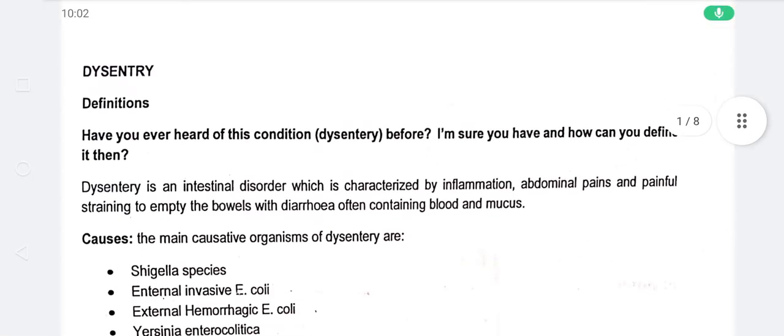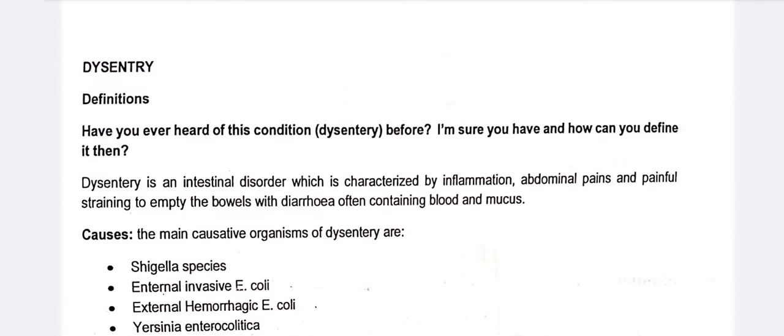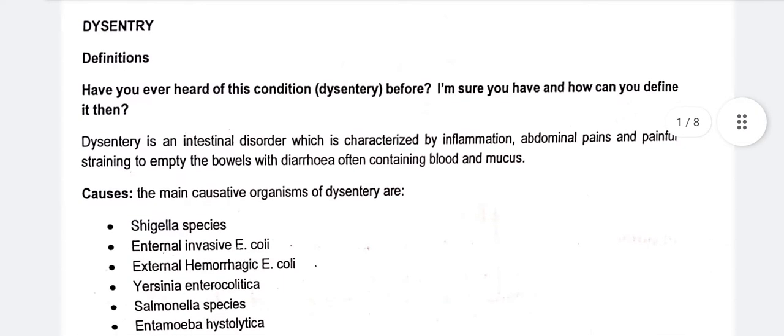Definition. This is an intestinal disorder. Which system are we discussing? The digestive system. So this is an intestinal disorder which is characterized by inflammation, abdominal pains, and painful straining to empty the bowels with diarrhea often containing blood and mucus.